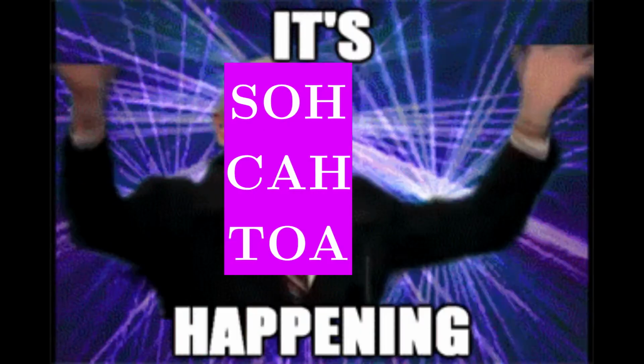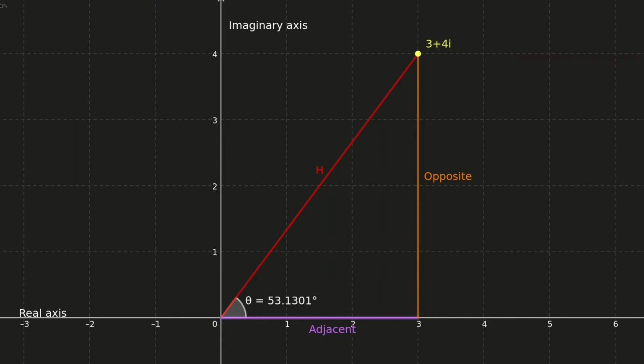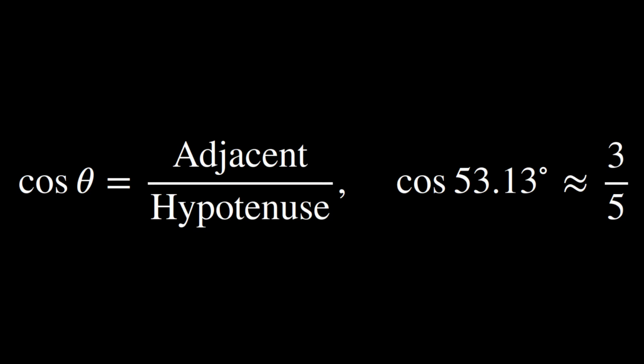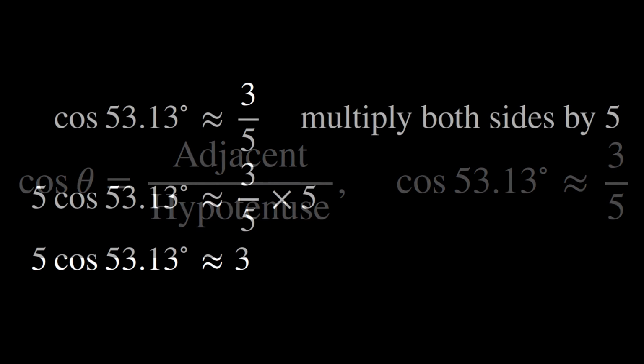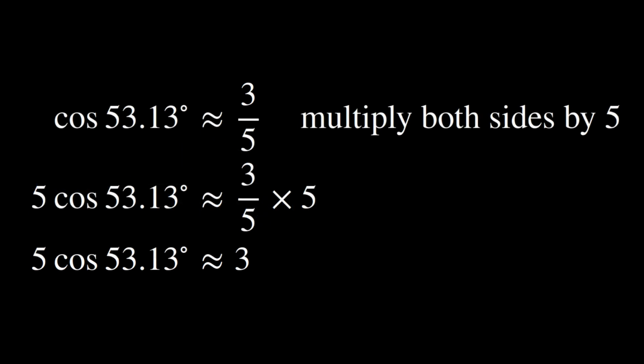Okay, now let me see if I can reach back into your mathematical past without inflicting any further trauma. Remember SOHCAHTOA? Well, those are the rules for dealing with triangles in situations exactly like the one we're in right now. The adjacent part of our triangle is the real part, and it's 3. Then since cos of an angle is the adjacent over hypotenuse, we get that cos of 53.13 is about equal to 3 over 5. Multiply both sides by 5 and you have 3 is roughly equal to 5 times cos of 53.13.